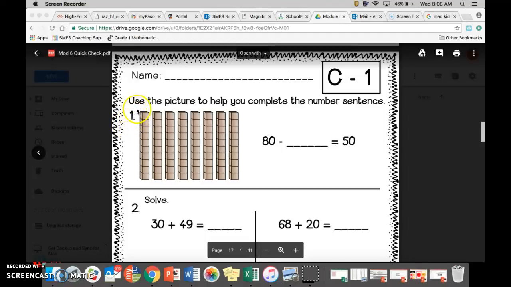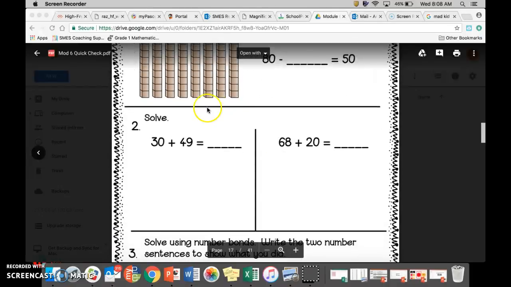Number 1. Use the picture to help you complete the number sentence. 80 minus blank equals 50. Pay attention to your symbol. Number 2. Solve, using any of your strategies that you prefer, 30 plus 49 equals, and 68 plus 20.